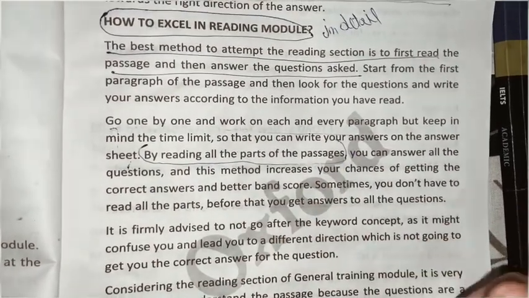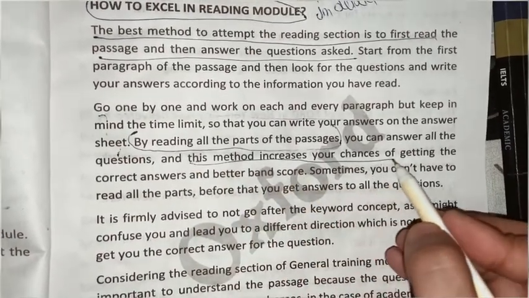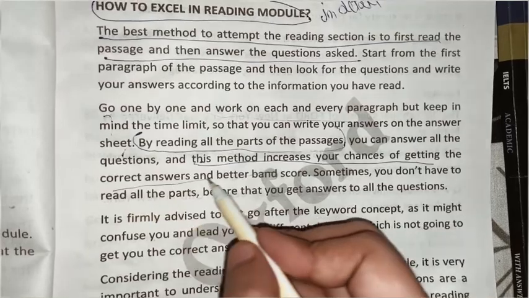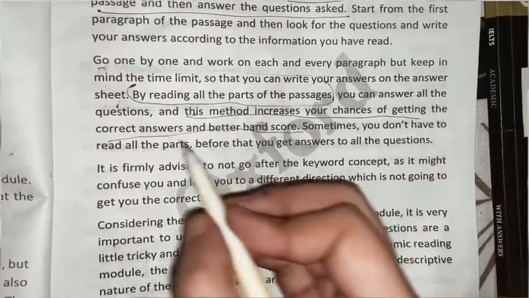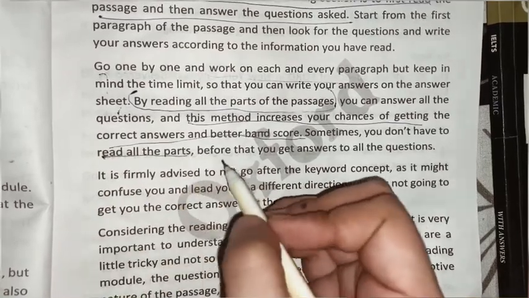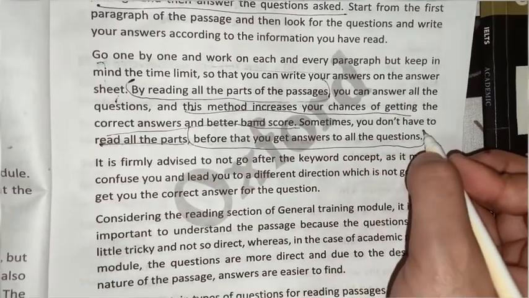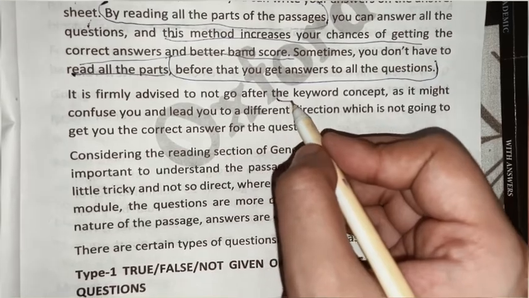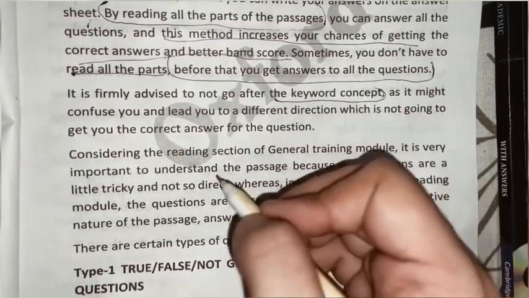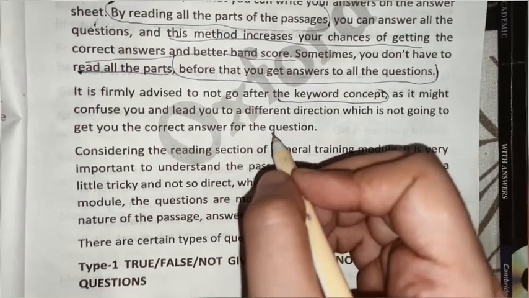By reading all the parts of the passage, you can answer all the questions, and this method increases your chances of getting the correct answer and a better band score. Sometimes you don't have to read all the parts before you get the answers to all the questions. It is firmly advised not to go after the keyword concept, as it might confuse you and lead you in a different direction, which is not going to get you the correct answers.